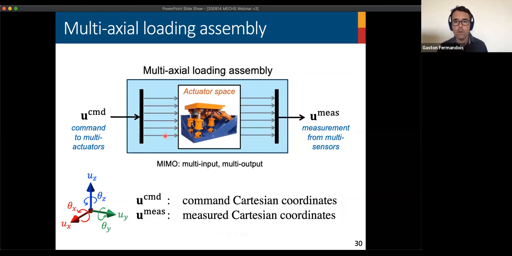So finally, we have the identified system, like the one shown here. This is a multi-axial loading assembly where we have multiple inputs, which are the commands to each actuator, and multiple measurements that are the sensors installed on each of the actuators or the Cartesian degrees of freedom that we want to measure.